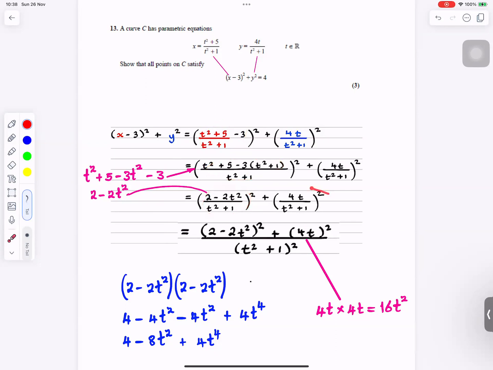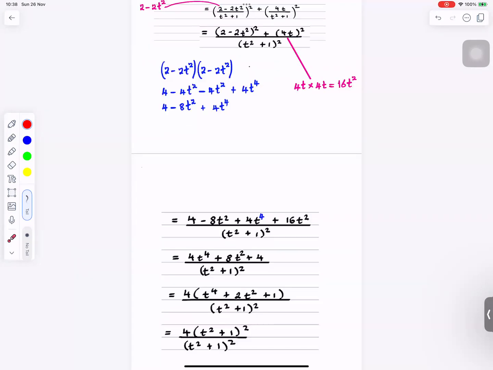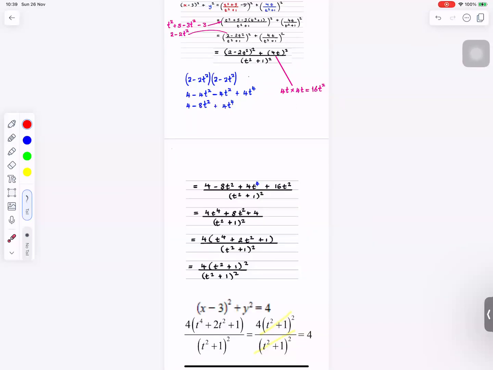Now we put the two of them together. Use the same denominator, t squared plus 1. So when you multiply 2 minus 2t squared times 2 minus 2t squared, you get 4 minus 8t squared plus 4t to the 4, which is what we'll write here. And then 4t squared gives you 16t squared.